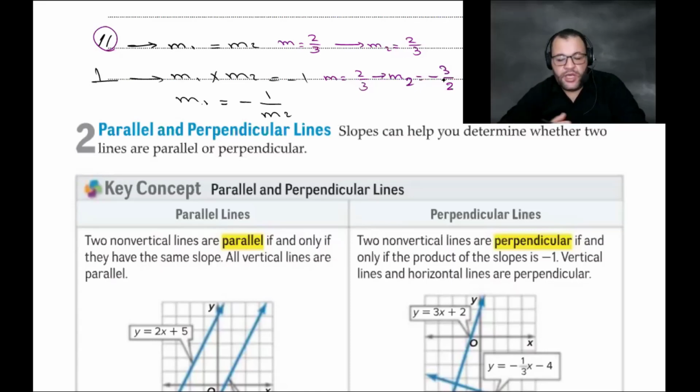Again, because some members just joined now: if the two lines are parallel, the two slopes are equal. If the two lines are perpendicular, the product of their slopes equals -1. If you have one of them, to find the other, just change the sign and find its multiplicative inverse.